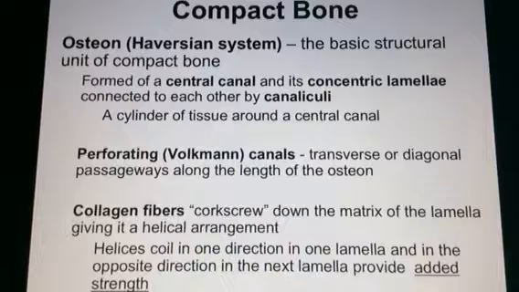Then we will see transverse or diagonal passageways that run along the length of the osteon, called the Volkmann canals or the perforating canals. So they're running parallel to the central canal. No, perpendicular, I'm sorry. Perpendicular to the central canal. And then we'll also see, actually I don't know that you're going to be able to see this, but there are collagen fibers that corkscrew down the matrix of the lamella, making it look like a kind of helix.